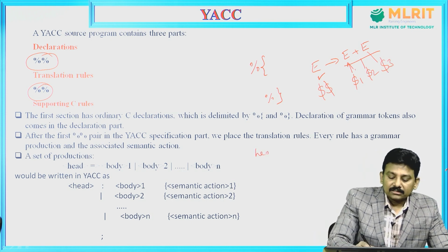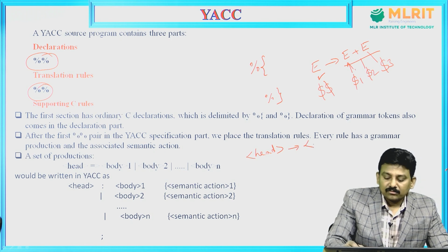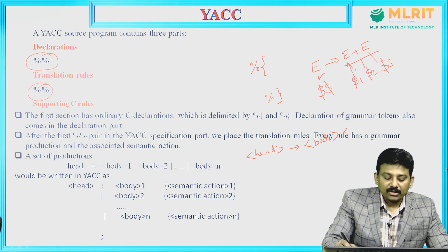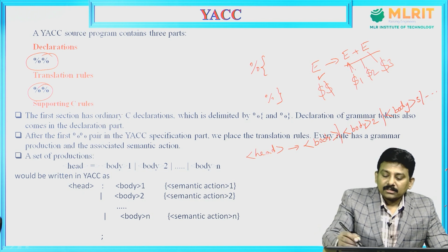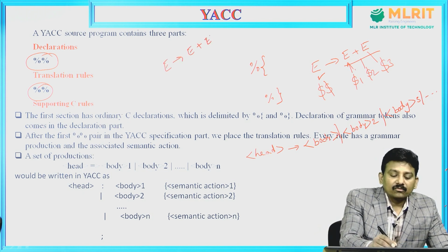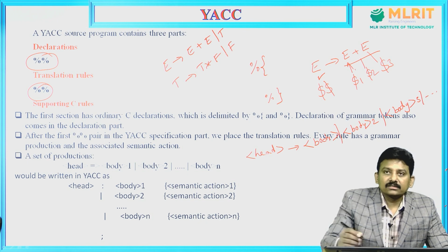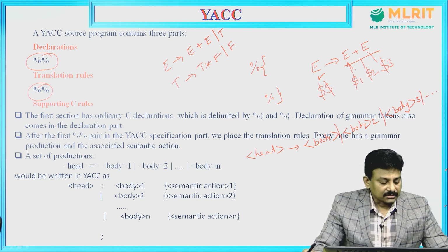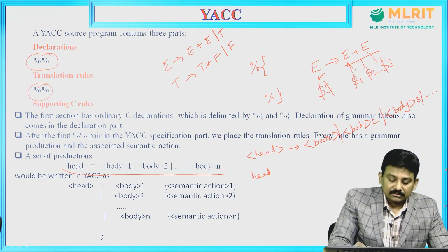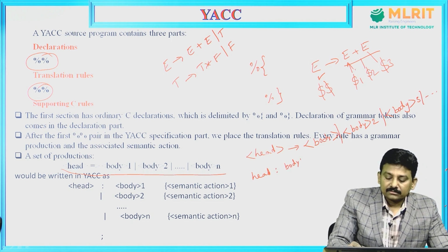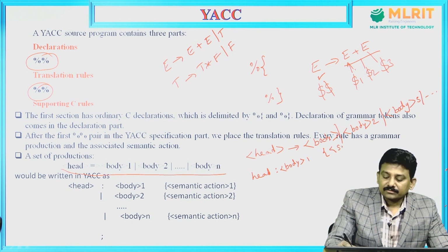Here the head indicates the left hand side non-terminal. On the right hand side we can have body 1, body 2 or body 3 and so on. Like E derives E plus E, one rule, or T derives T star F or F, like that we can have multiple right hand side productions. Then we can write this production rule in the form head colon body 1, with the corresponding semantic action. This semantic action is written in C language.